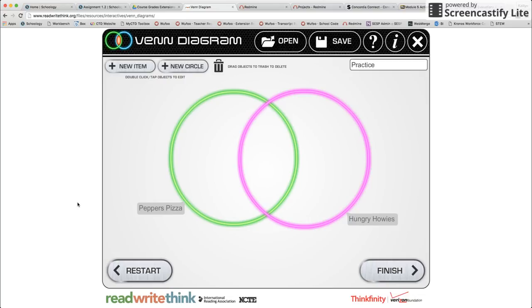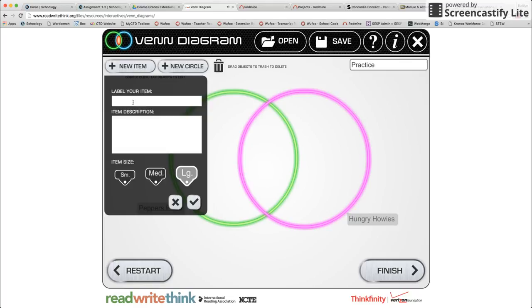Alrighty, so something that many students forget to do when creating Venn diagrams is make sure that the categories are set up so that you have similar categories when looking at how they differ. So if I wanted to compare these two different pizza places, I have Pepper's Pizza here, and then I have Hungry Howie's over here. Okay, so obviously, as we know, the similarities go in the middle and the differences go in the outer circles.